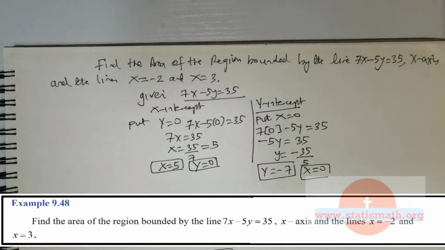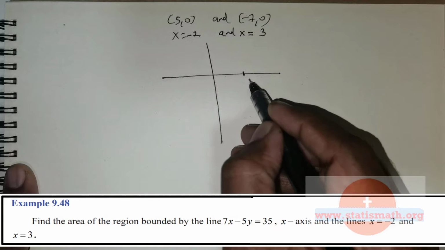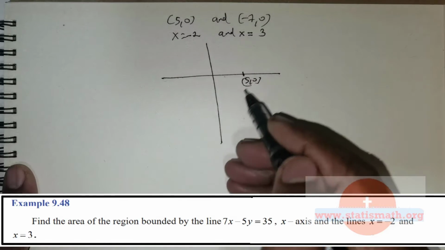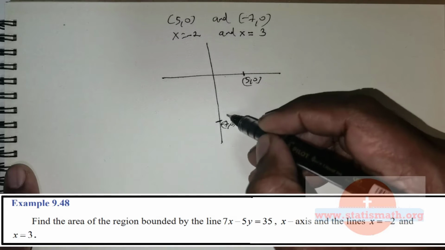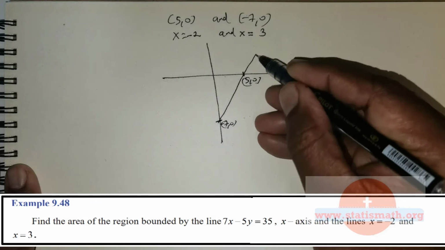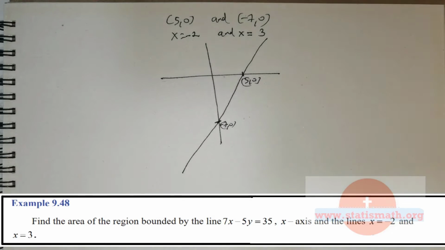Now what you need to do is you have to draw the graph. So 5 comma 0, let me take the point here, and 0 comma -7, let me take the point here. So you connect the points like this. Okay, so this is roughly the line.